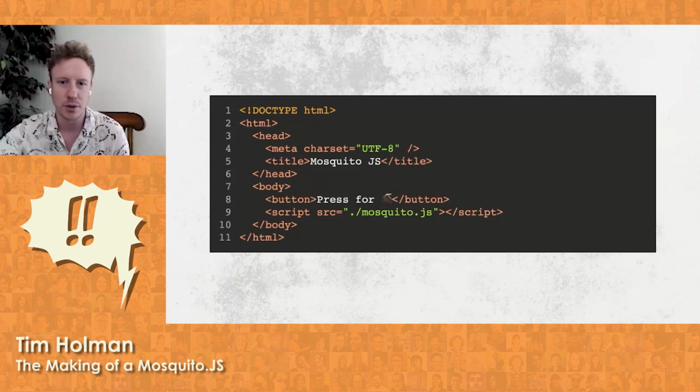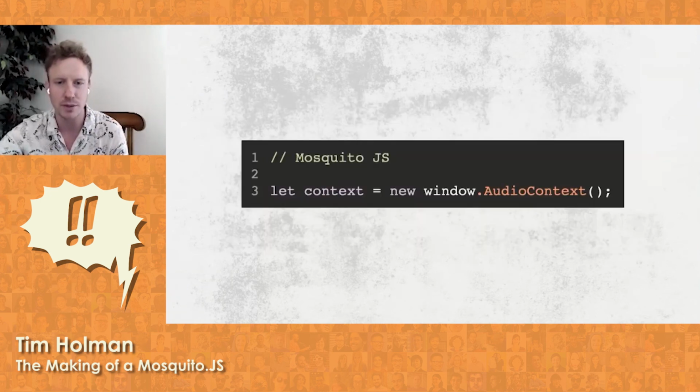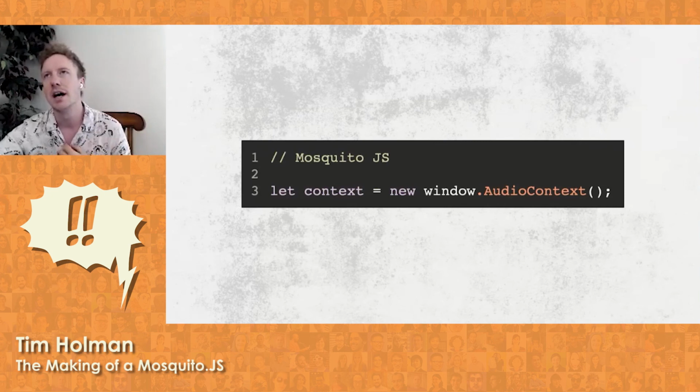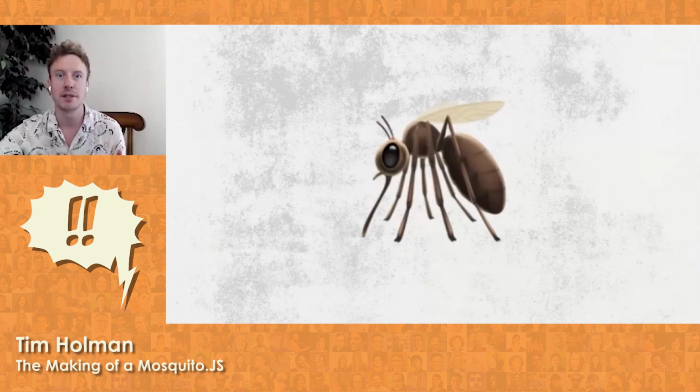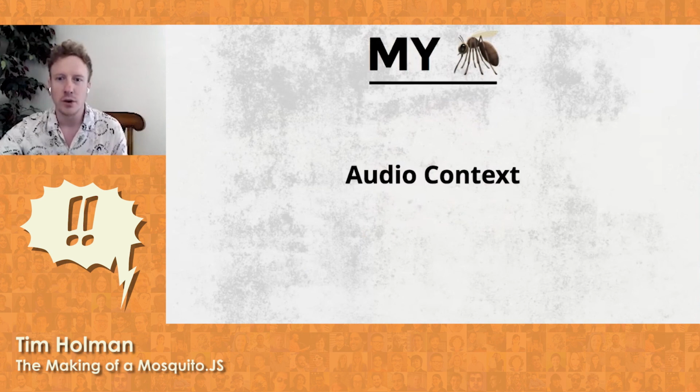But with every project, you just got to start with your building blocks. And for me, that is a small HTML page referencing a script. And in that script, I just have one single line to begin: let context = new window.AudioContext. The audio context is how you access the web audio API. So if we were to look at my Mosquito, and I just have to emphasize how much I truly despise this emoji, it would just be the audio context.